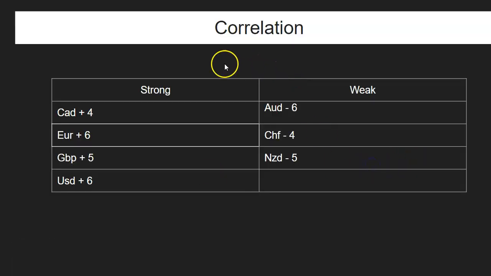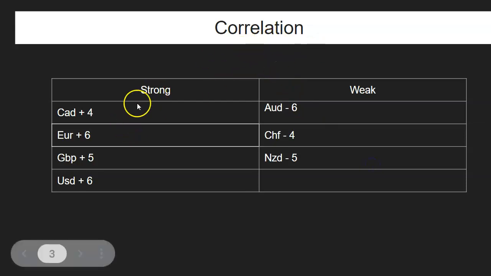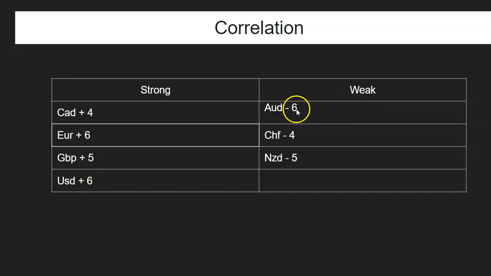We're going to go ahead and start with the first slide, which is correlation. And we have the strong, we have the weak. CAD +4, Euro +6, Pound +5, USD +6, Australian dollar -6, Swiss franc -4, NZD -5.